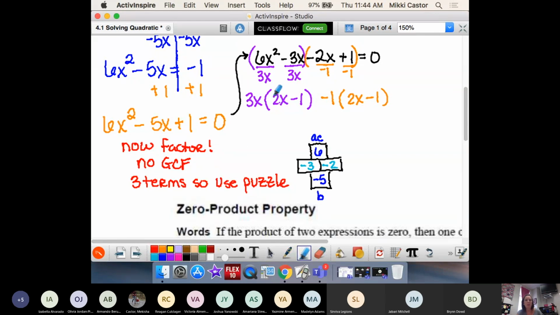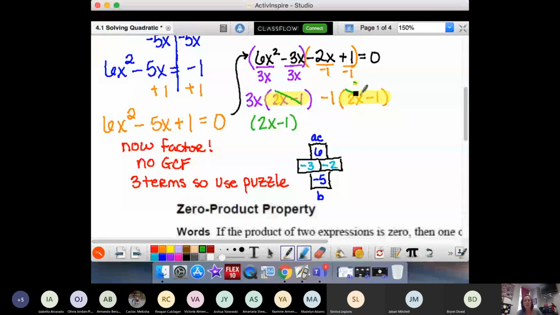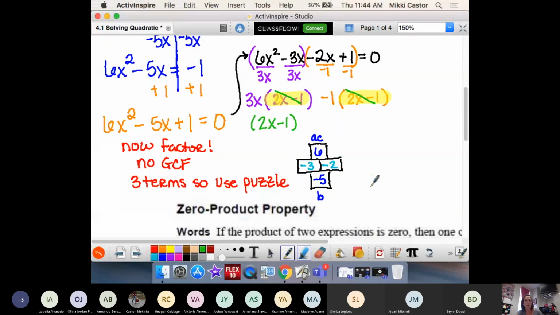Okay, when we group, we're wanting these two to match. That's how grouping works, if it works. So they do match, so we're going to rewrite that one down, 2x minus 1. And I'm taking it out of both of those. And so what's left is 3x minus 1. And this is still set equal to 0. This little part right in here was just my grouping work to get from here down to here.